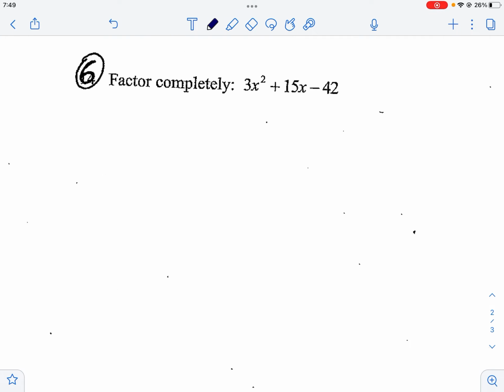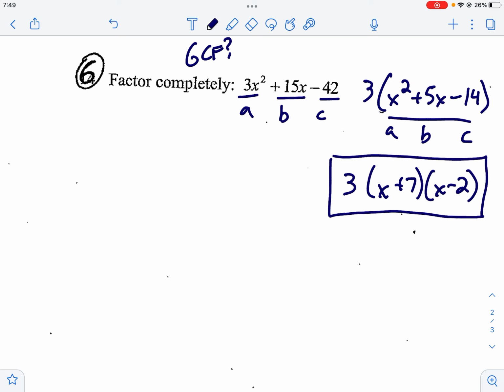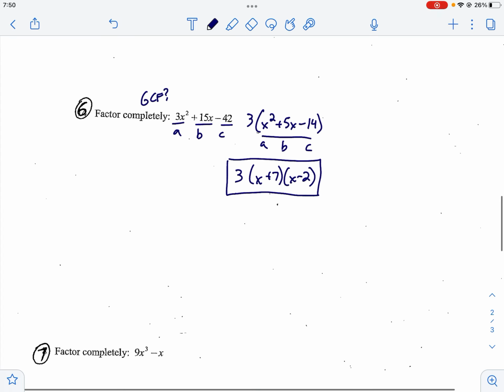For question number 6, we see the a term is not 1. So we'll first need to ask ourselves, is there a GCF? In this case, yes, there is. 3 is a GCF of all of these. So if we take out that GCF, we'll be left with x squared plus 5x minus 14. We'll then need to try to factor this further. Two numbers that multiply to negative 14 and add to 5 are x plus 7 and x minus 2. The greatest common factor was 3, and that needs to be part of our solution for it to be factored completely.